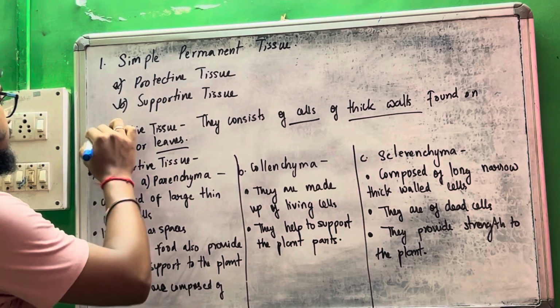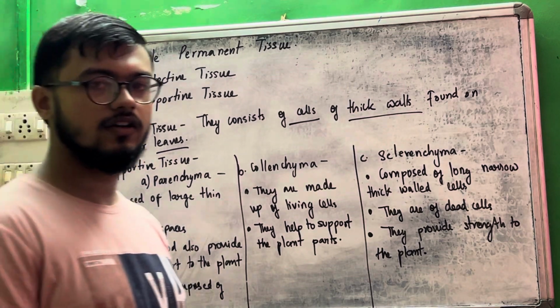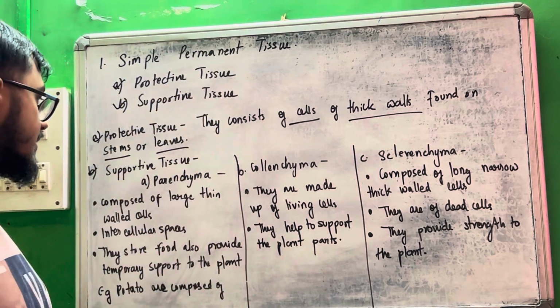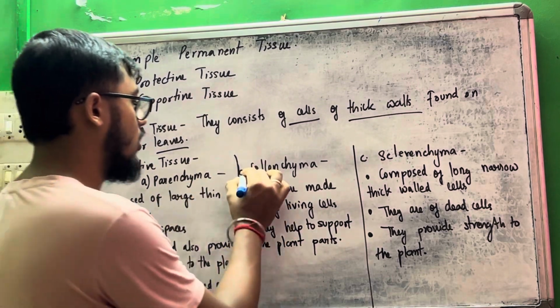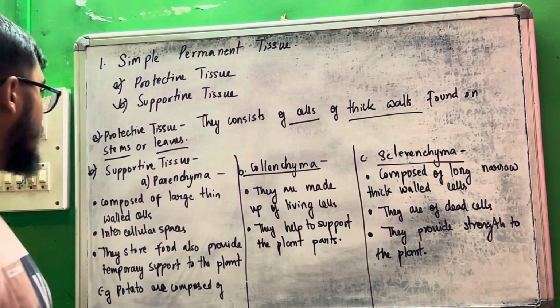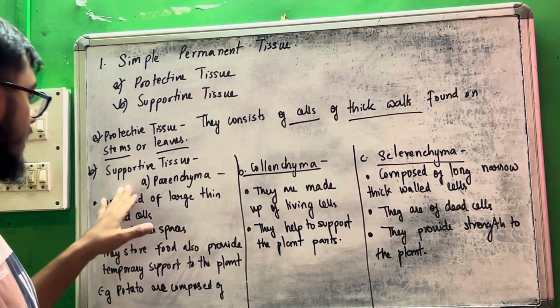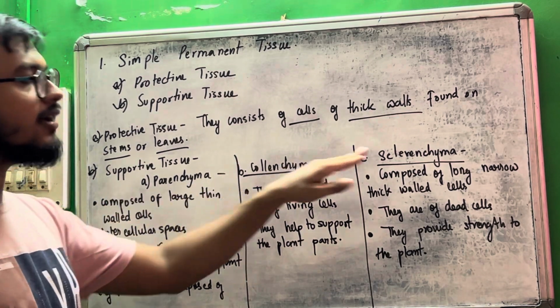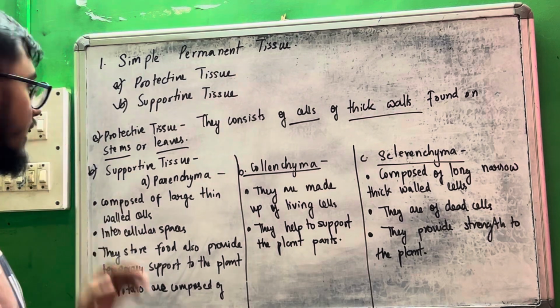Next, supportive tissue. Supportive tissue consists of three kinds, that is parenchyma, collenchyma, sclerenchyma. Okay, now supportive tissue is of three kinds: parenchyma, collenchyma, sclerenchyma. What is parenchyma?